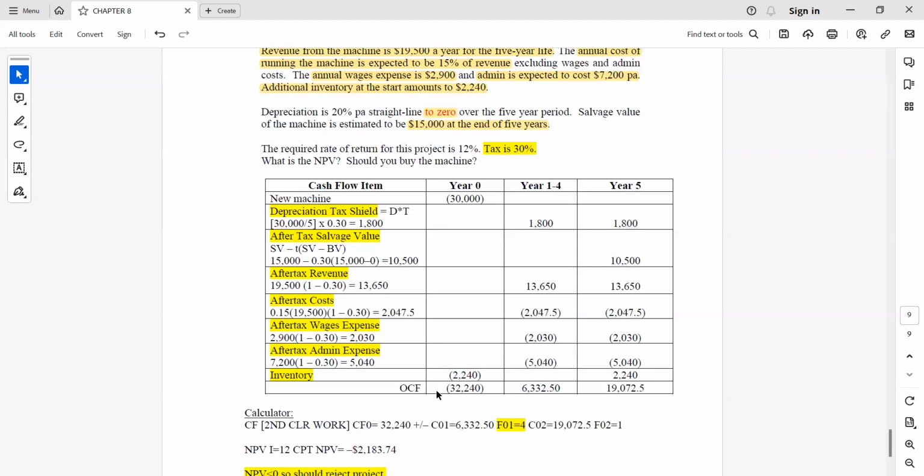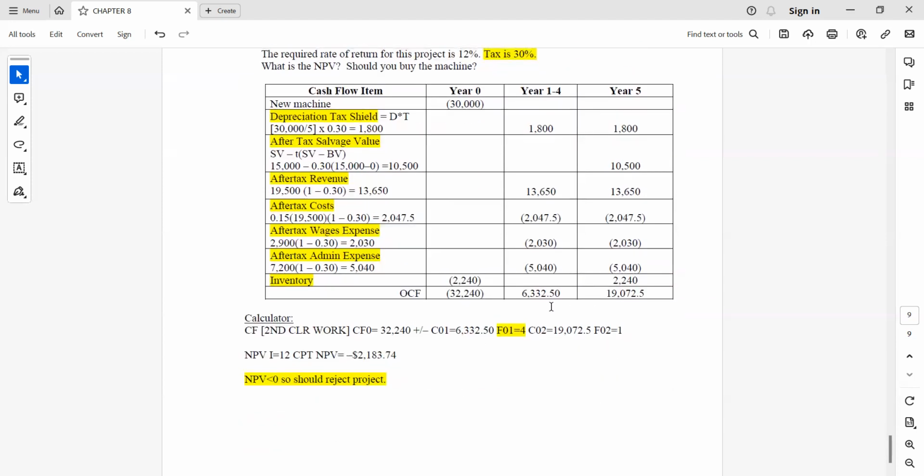At the end, you total up the cash flow for each year and put that into calculators and compute NPV. At the end, you realize that this project will generate a negative return. So my question for you here is this: should you still proceed? No, and why? Because it's a loss, exactly. So you should reject the project.